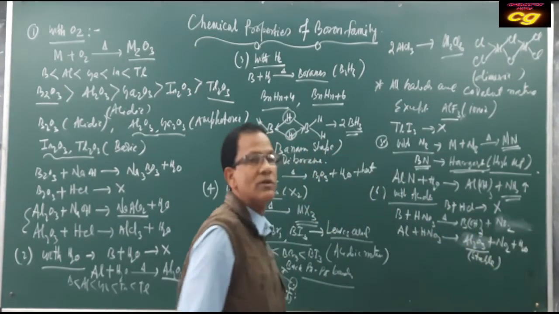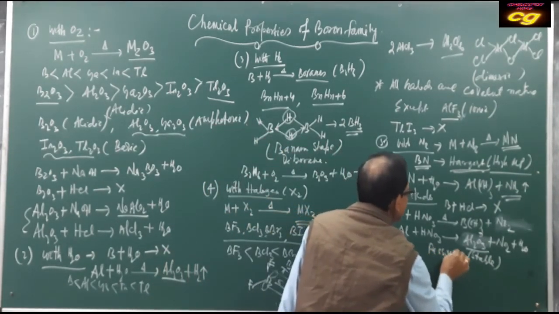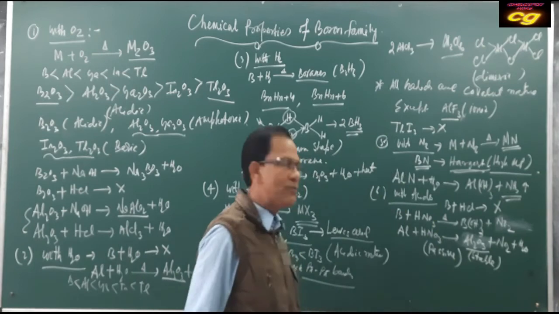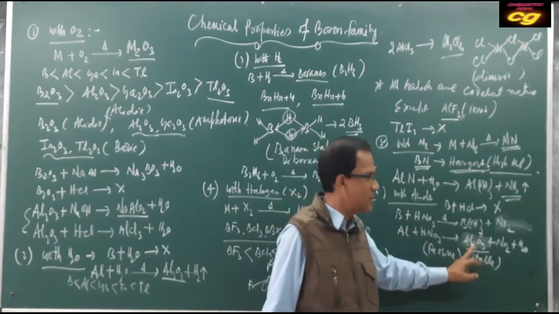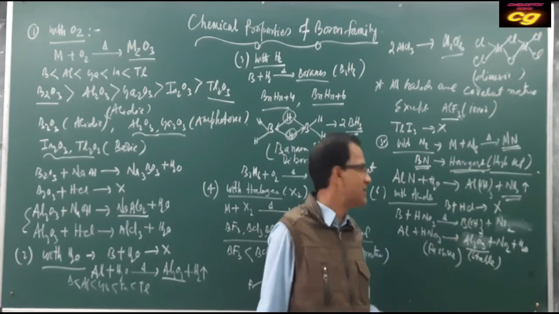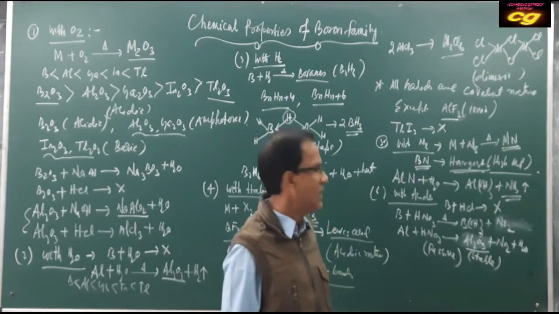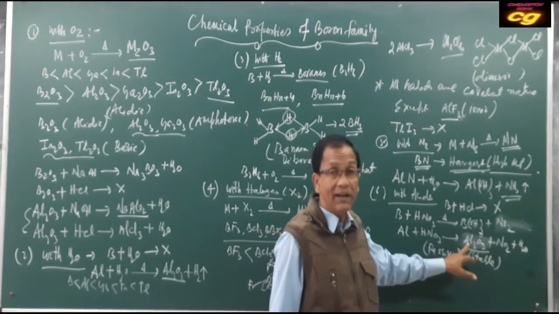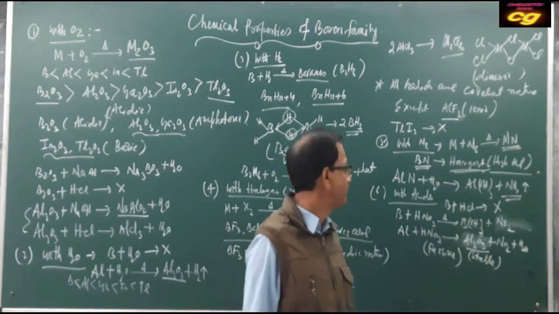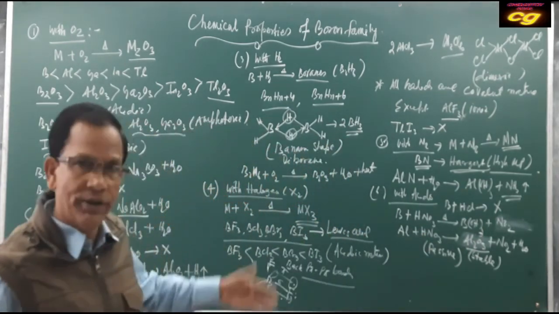it is almost passive. Aluminum is passive to nitric acid due to the formation of a stable oxide layer, aluminum oxide. That's why aluminum does not react with nitric acid. Nitric acid can be stored in an aluminum vessel because the stable oxide layer does not react further.